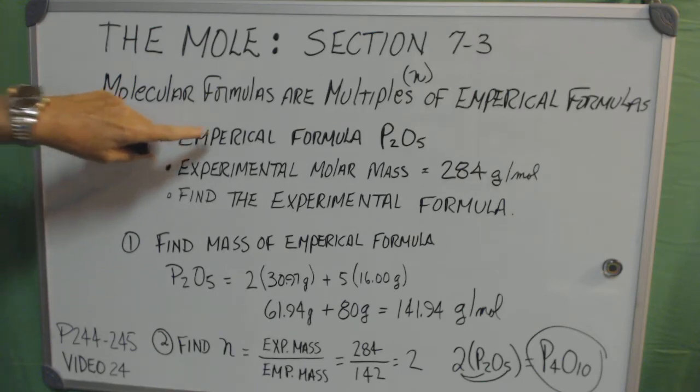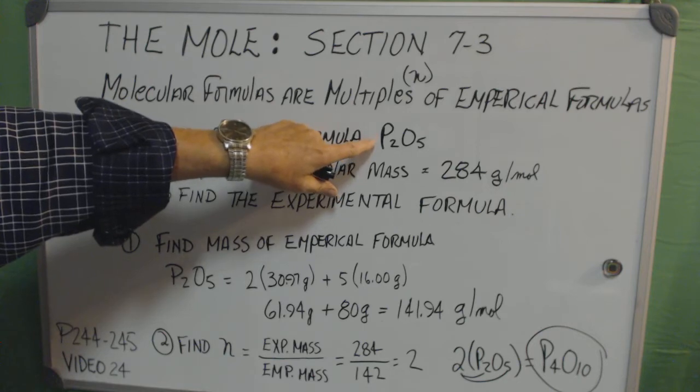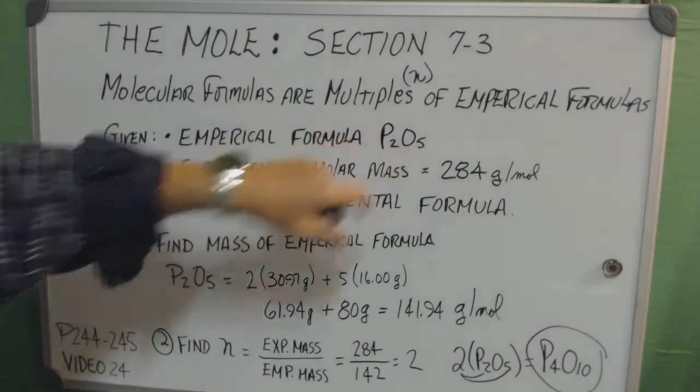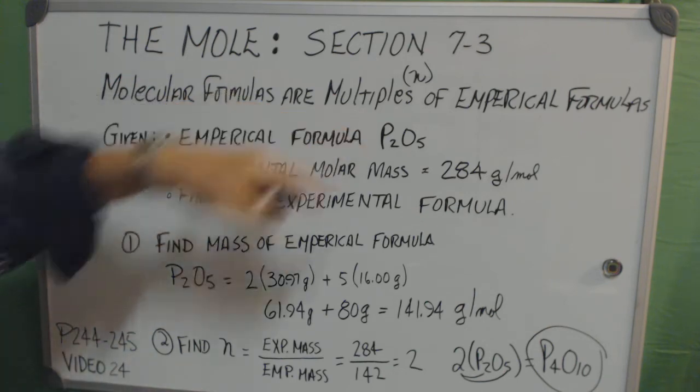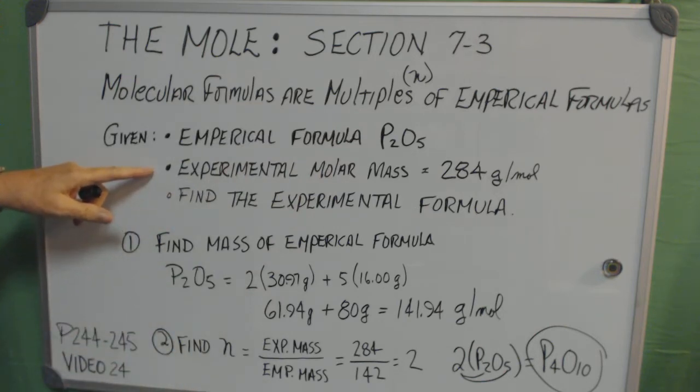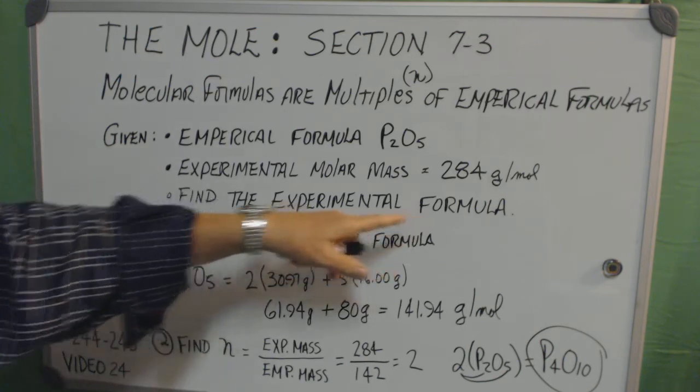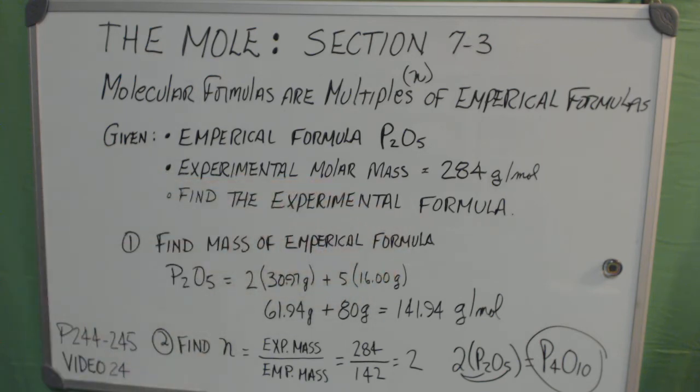They give you an empirical formula, and in this case it's P sub 2 O sub 5, or P2O5, some kind of phosphorus oxide. And we have an experimental molar mass of 284 grams per mole. This is the empirical formula for this material, and knowing this, we want to find out what the molecular formula is.